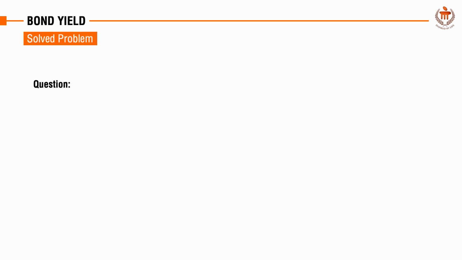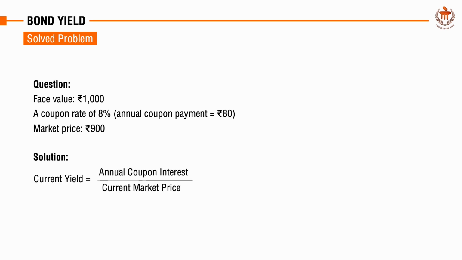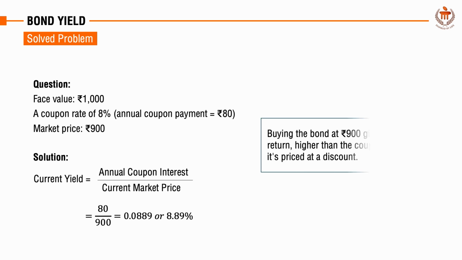Imagine a bond with a face value of rupees 1000, a coupon rate of 8%, annual coupon payment equal to rupees 80, and a market price of rupees 900. Using the formula of current yield, that is coupon interest divided by current market price, we get 80 divided by 900. On simplification, we get 0.0889 or 8.89%. This shows that if you buy the bond at rupees 900, the return you earn based on the coupon payment will be 8.89%, which is higher than the coupon rate because the bond is priced at a discount.